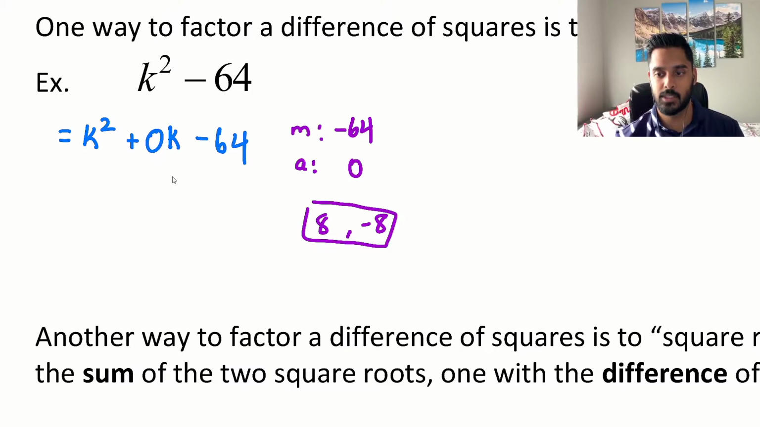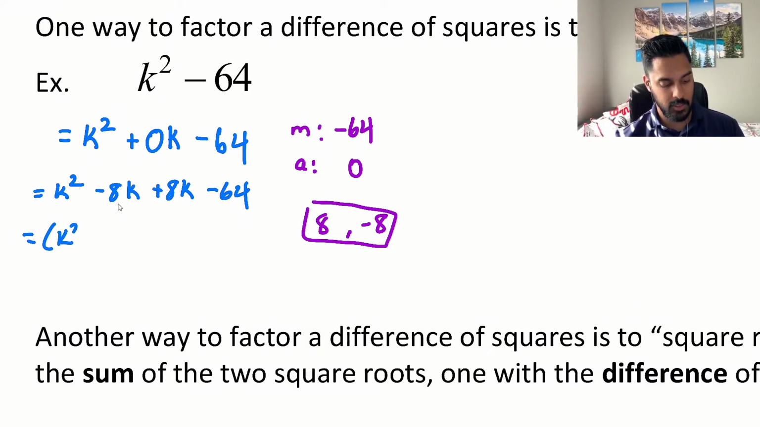Now let's do decomposition here. Decompose that middle term into those two pieces. So we're going to have a k squared plus, actually let's put the minus one first just by preference this time. So minus 8k plus 8k minus 64. Now remember that the negative 8k plus 8k simplifies to 0k. They cancel out, right? So let's do some grouping. So k squared minus 8k plus 8k minus 64. There's my two sets of brackets.